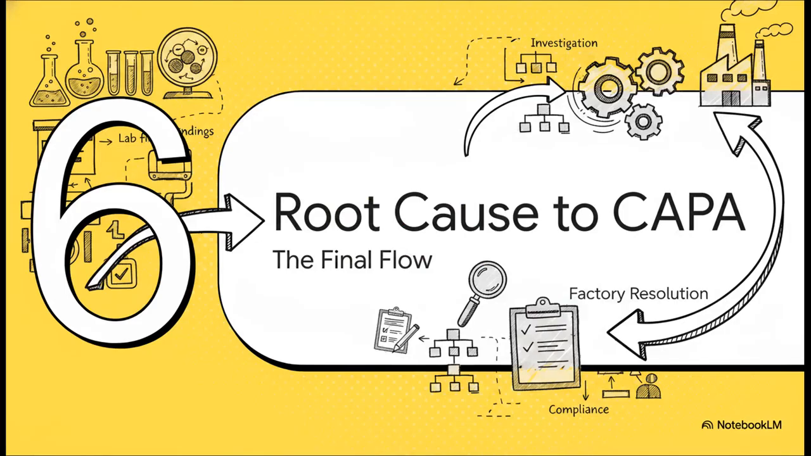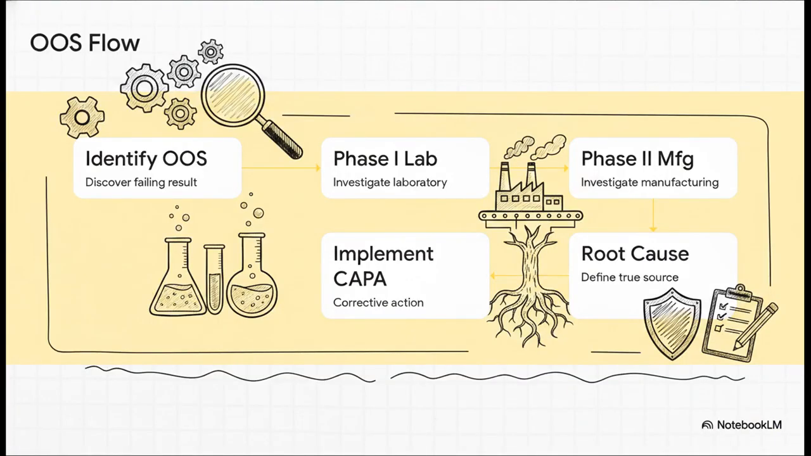Finally, Section 6, Root Cause to CAPA Flow. Let's map out the definitive transition from those initial lab findings straight through to factory resolution. This logical sequence proves that an OOS isn't a failure to be hidden, it's actually a vital data point that drives corrective and preventative action. Step 1, identify the OOS. Step 2, investigate the lab.